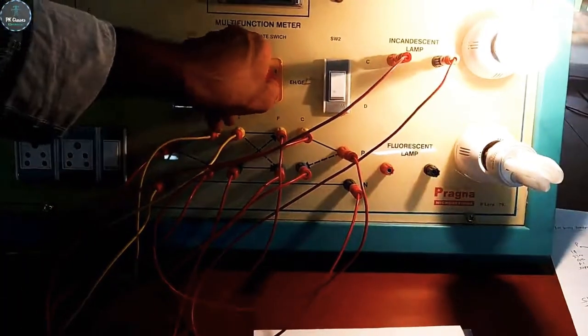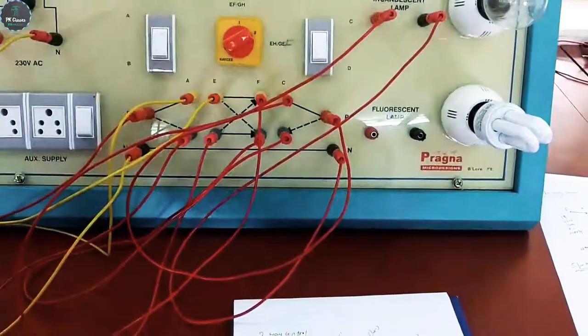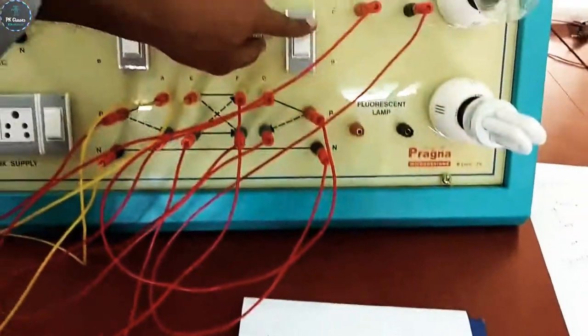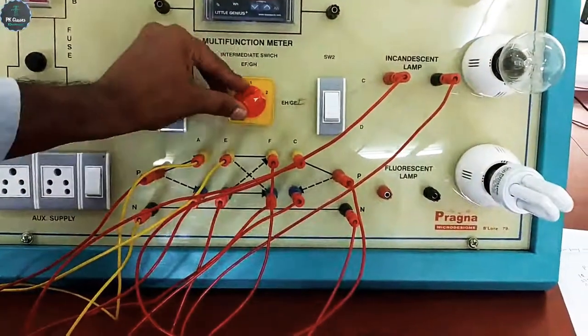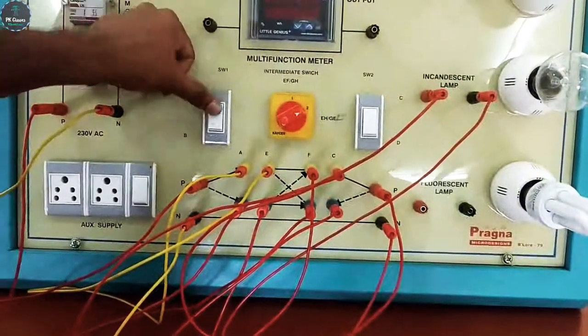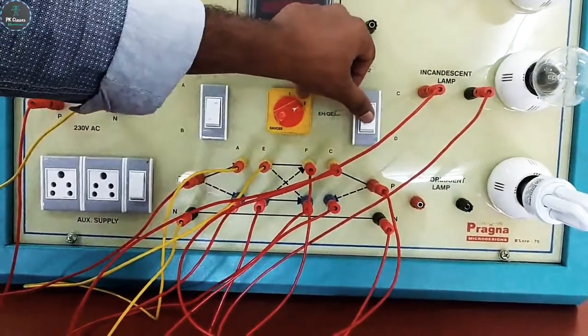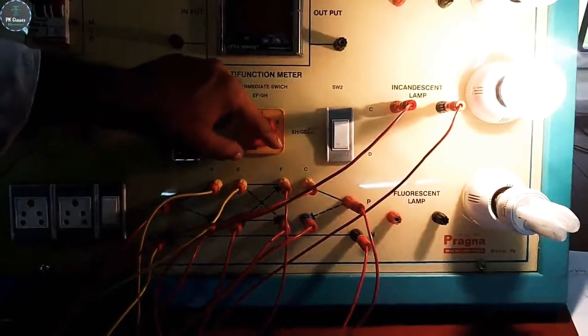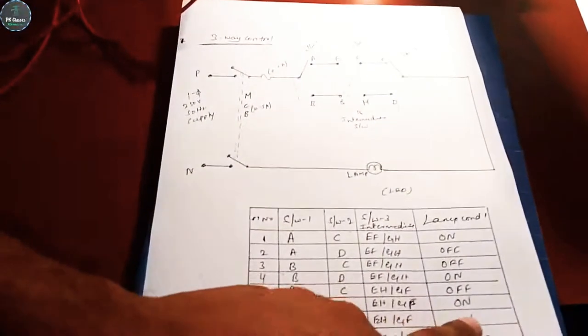Next, we'll make a cross connection now. This one is cross. Fifth condition: switch 1 is in A position and switch 2 is in C position, and this is cross connected. What happens? Off condition, lamp will not be glowing. Next, switch 1 is in A position and switch 2 is in D position. This one is the cross connection, EHGE. So directly you will get on condition.